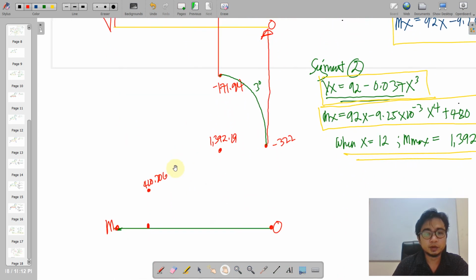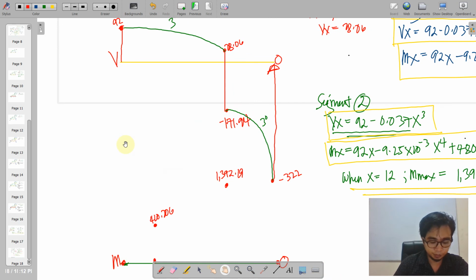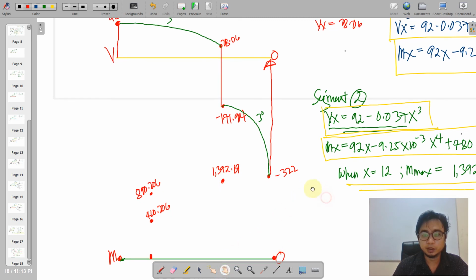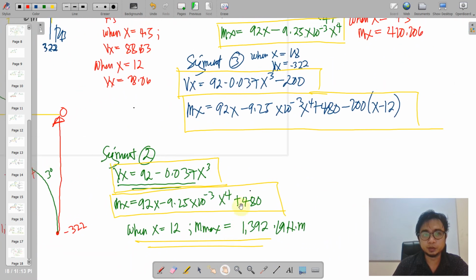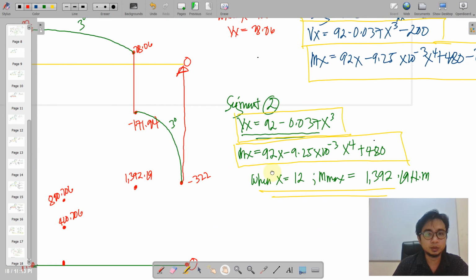Then we consider this positive 480 here. So 410.206 plus 480, we have 890.206. Okay, so eventually your equation will put up this maximum moment up to 0 when we check that one in our equation from segment 3. Just substitute here 18 and it will yield back to 0.